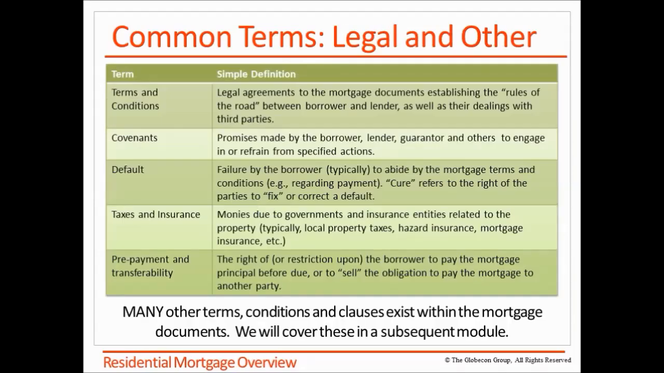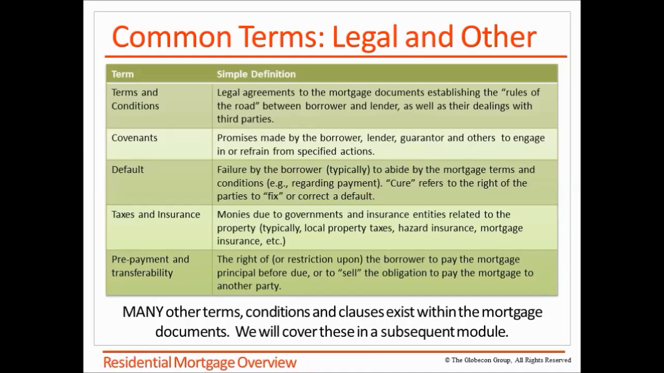Continuing our discussion of common terms, we have some that are legal and other. These are terms that are very common and you should know. The first is terms and conditions. These are legal agreements inside the mortgage documents that establish the rules of the road between the borrower and the lender, as well as their dealings with third parties. It's important when a person gets a mortgage that they read these terms and conditions, because they're a critical piece of the document that they're signing.